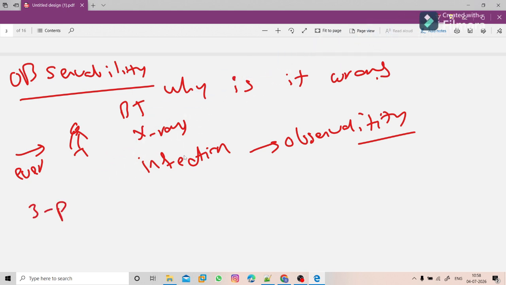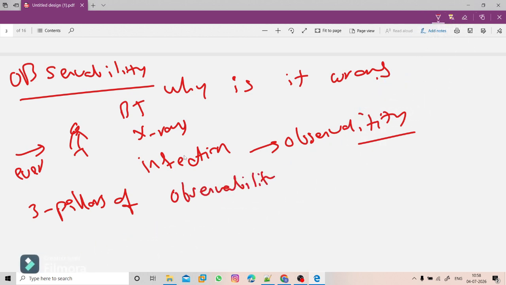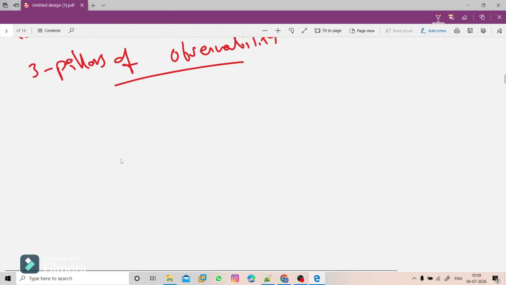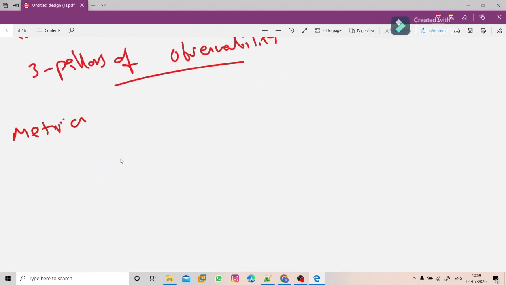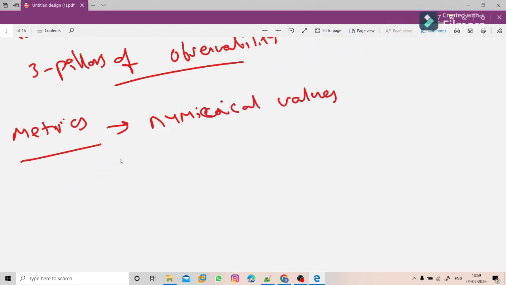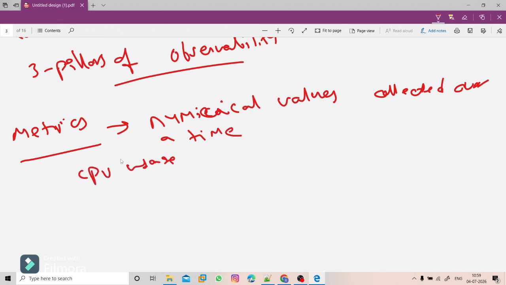Next concept: the three pillars of observability. We have metrics, logs, and traces. First one is metrics. Metrics are numerical values collected over time, for example CPU usage, memory usage, and network traffic.